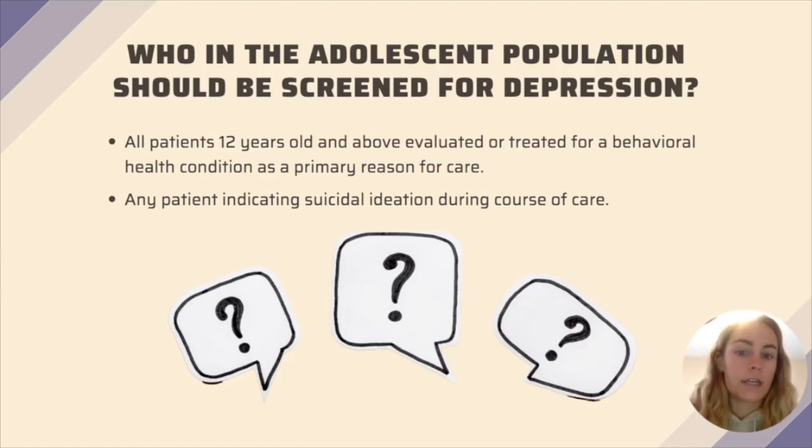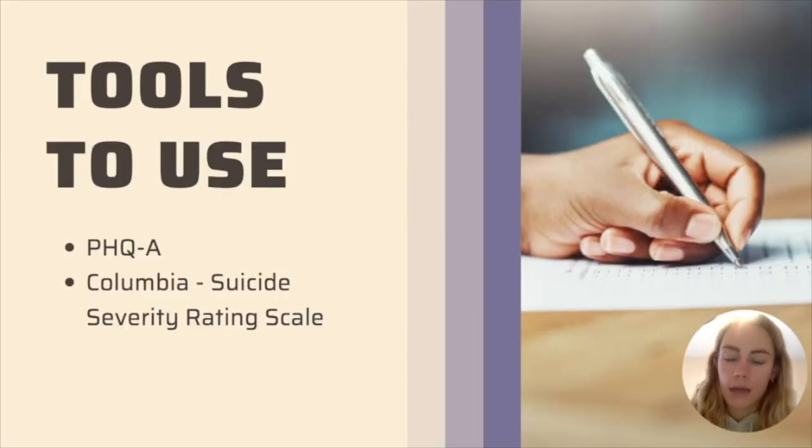Any patients indicating suicidal ideation during their course of care or any kind of self-harm as their course of care should also be screened for depression. The following question would be, so how do we screen these patients for depression? And that is when we get into the different tools that we use. So we have the PHQ-A and the Columbia Suicide Severity Rating Scale.